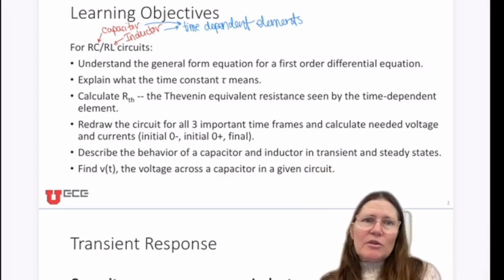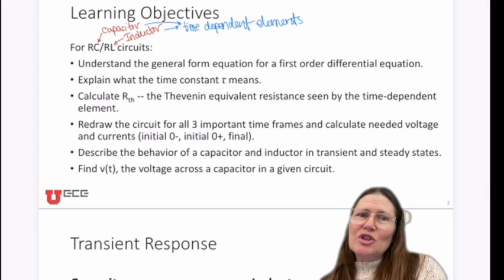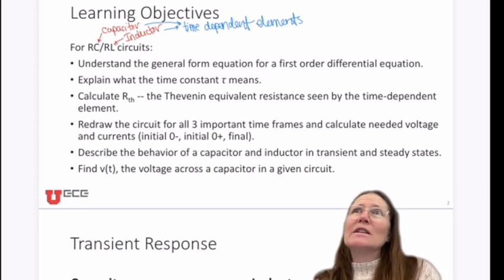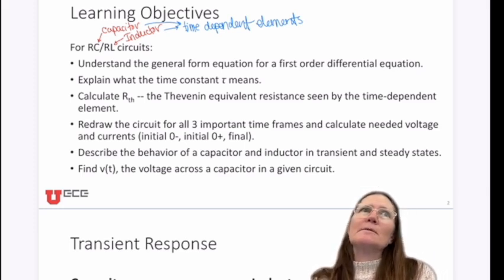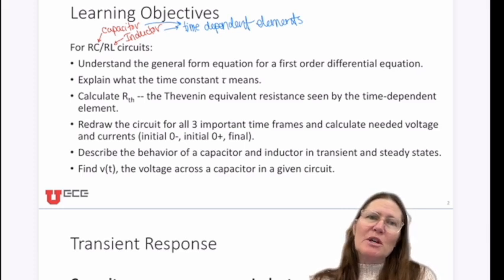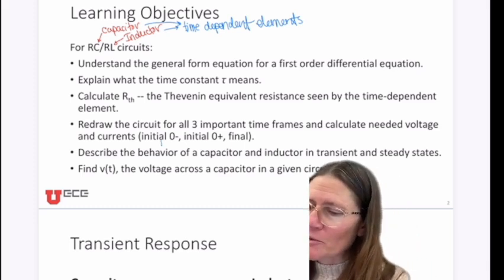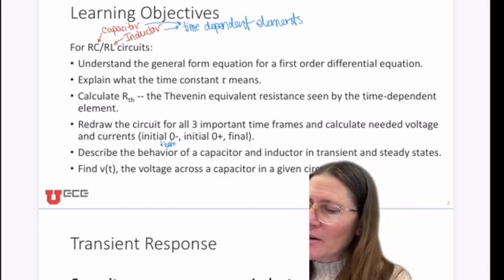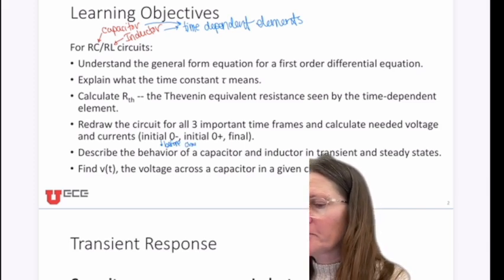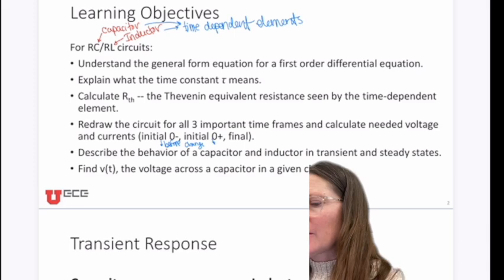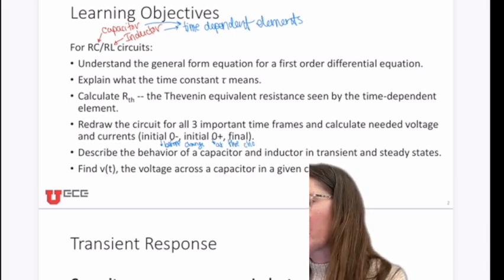So the method to do this, which we're going to practice, is to redraw the circuit for 3 different instances. Before a change happens, which would be 0 minus. So this is going to be your before change. The initial is going to be at the change. And then a final value will be a long time after the change.